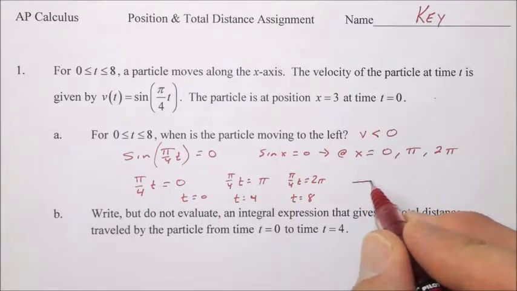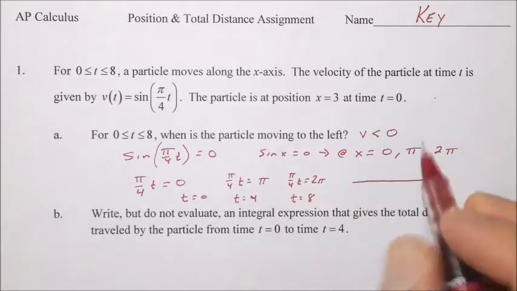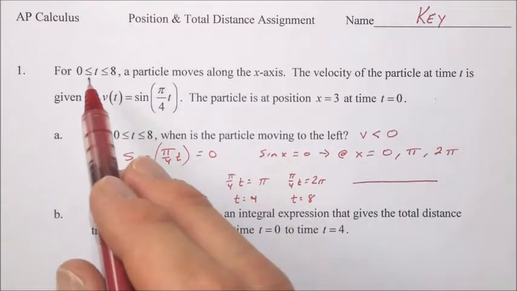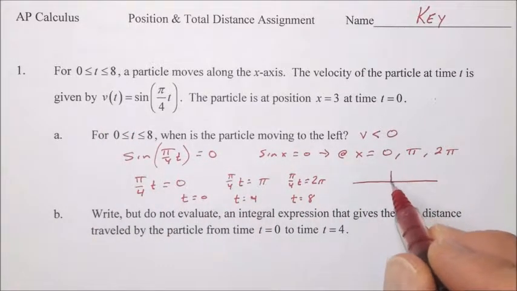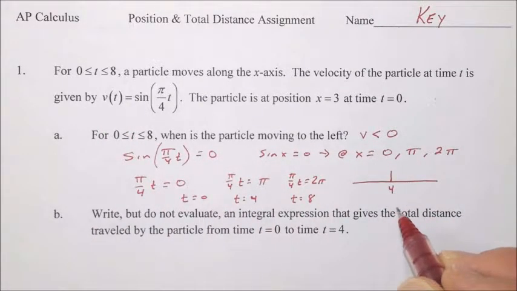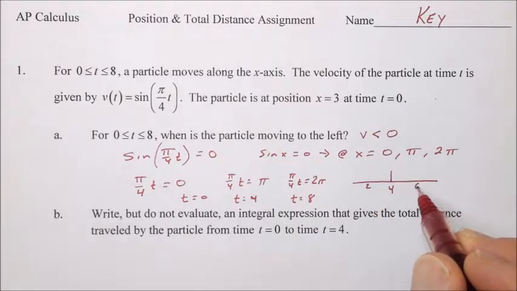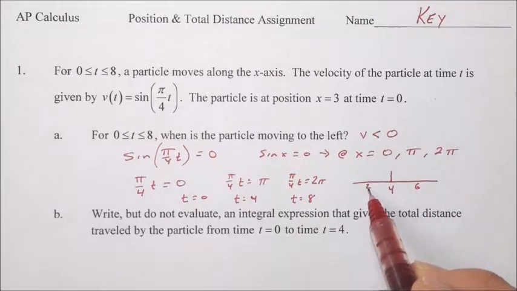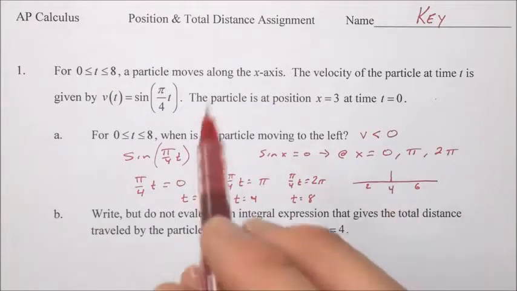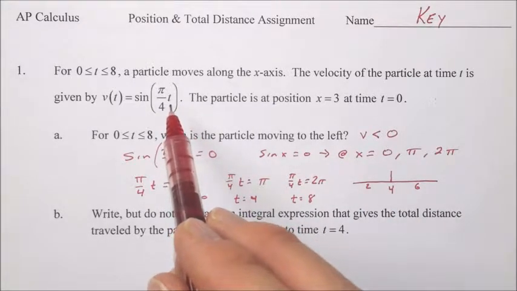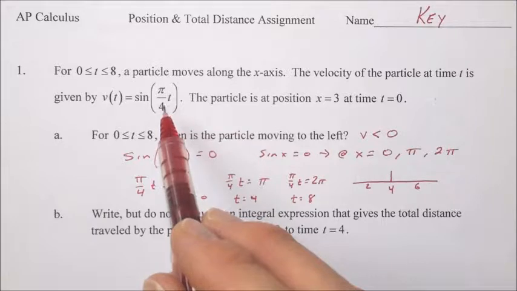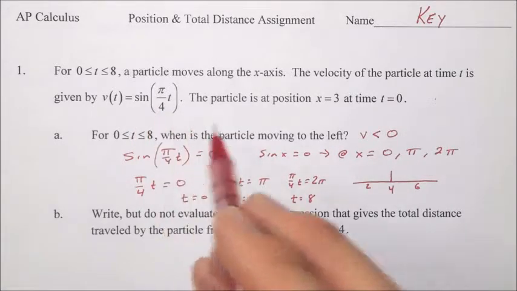So we throw those on a number line, and we don't really need to worry about 0 and 8 because those are our endpoints. We're really just looking at 4. And now we're going to pick a value to the left and to the right. So let's pick some even numbers here. So we've got 2 and we've got 6. If t is 2, plug 2 into our velocity. 2 times pi over 4 is pi over 2. The sine of pi over 2 is 1.